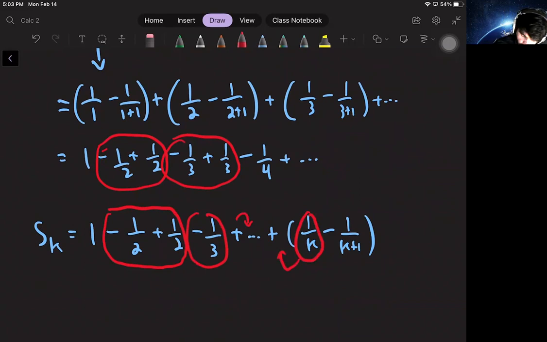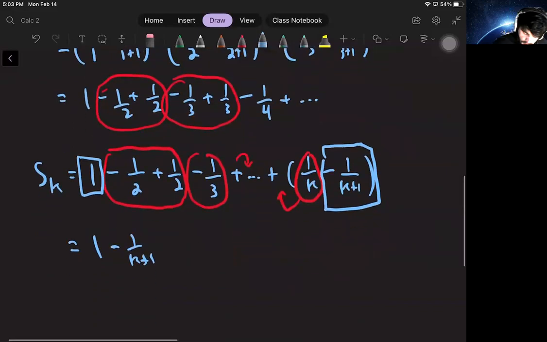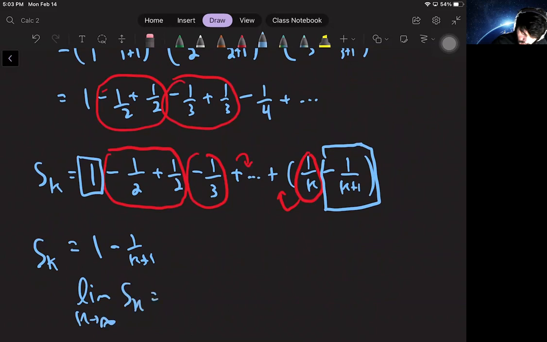So what's really going to be left is just the first term that didn't have anything to cancel with, and this term didn't have anything to cancel with. So you just get this. And so this is a formula for the partial sums. So now we can take the limit of the partial sums to get the actual sum of the series. So it's the limit of this thing. And as k goes to infinity, what happens here?